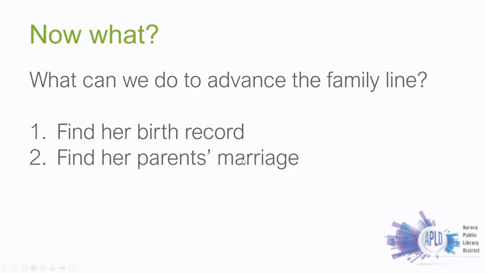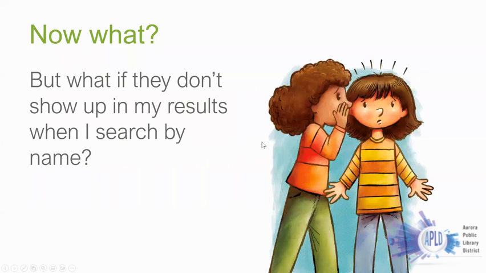So now what am I going to do? What can we do to advance that family line? Well, I could try to find her birth record, but I've got a lot of information about that. I could also try to find her parents' marriage, which will give me the names of their parents, so that will give me another generation. A birth record could possibly do that as well. So I need to decide what I want to do.